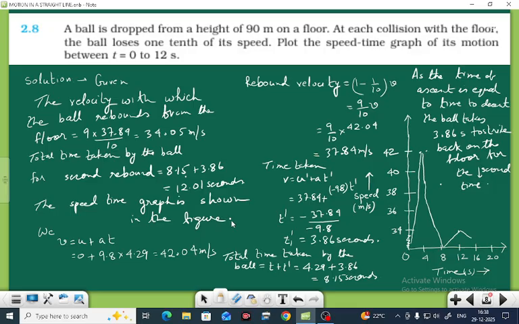So in this way you can find the solution of exercise 2.8. In this way it goes up to 42, it comes here, it strikes at 8 point something, rebounds again, and goes this way. This is the figure of the speed-time graph.